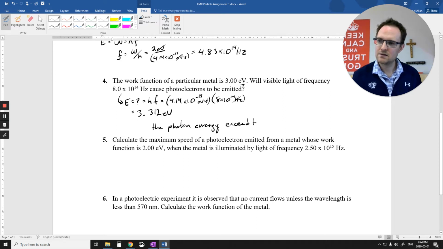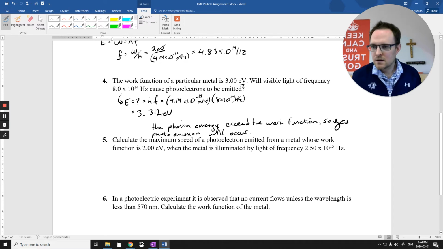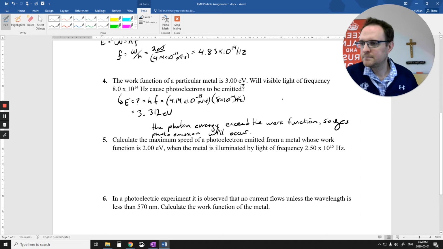So this photon energy exceeds the work function. So yes, photoemission will occur. Cool.